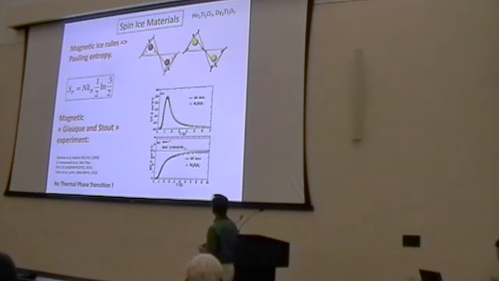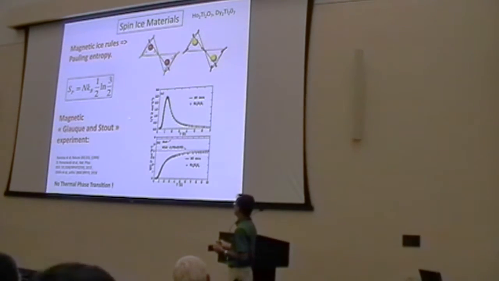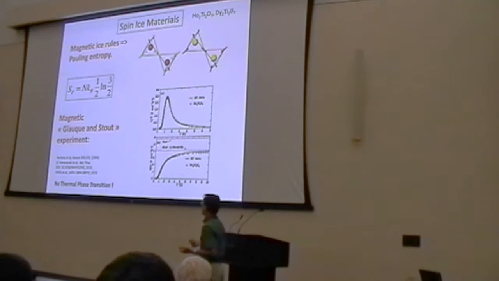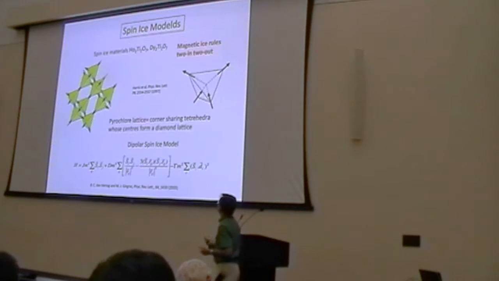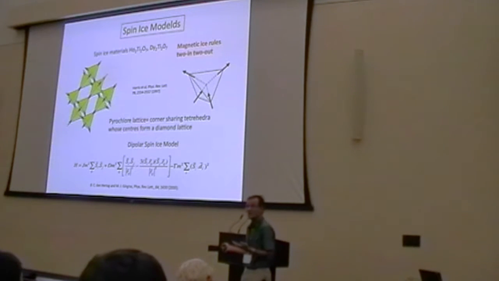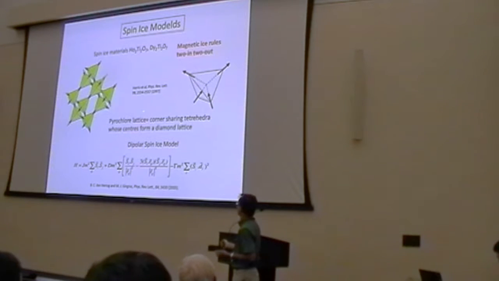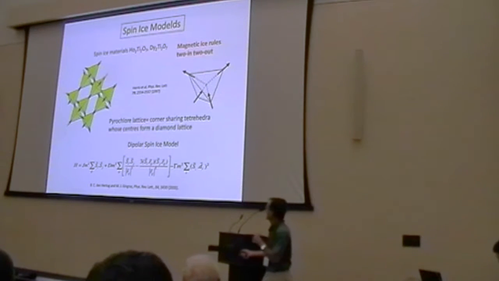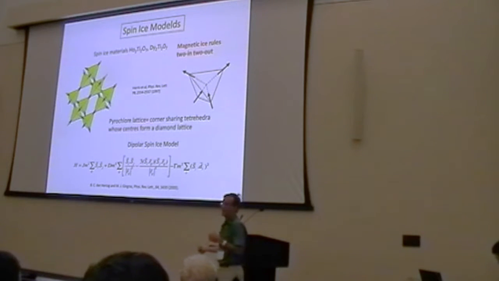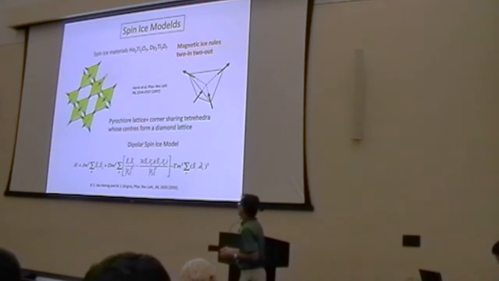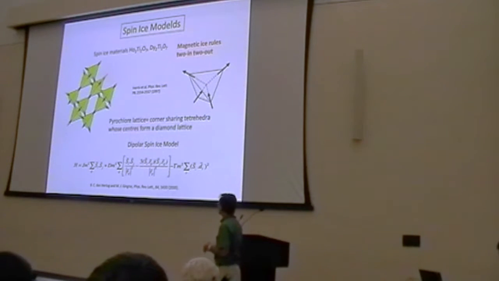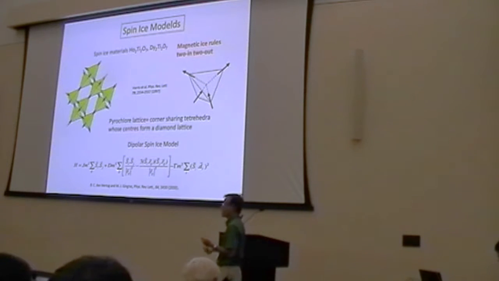So holmium and dysprosium titanate show no thermal phase transition at zero external field, and the low energy states incorporate the Pauling entropy. Spin ice can be modeled to an extremely high level of approximation by the dipolar spin ice model and its subsequent development by Michel Gingras and his collaborators. This model does have a low temperature ordering phase transition that's not seen in experiments. And the secret of this model is the self-screening of the long-range dipole interactions in these two-in-two-out configurations.